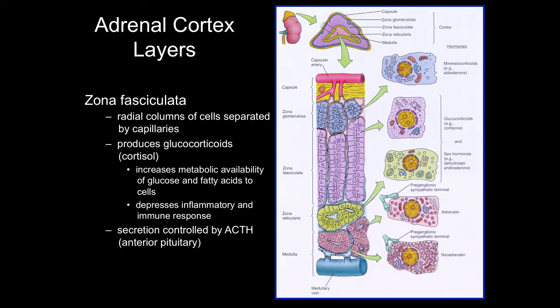Cells in the zona fasciculata are essentially arranged in radial columns. They are separated by capillaries. These cells produce primarily glucocorticoids, the main hormone being cortisol. This will increase metabolic availability of glucose and fatty acids to cells. Cortisol will also depress inflammatory reactions and will depress the immune system. Cortisol is also under the influence of secretion from the anterior pituitary, once again controlled by adrenocorticotrophic hormone.